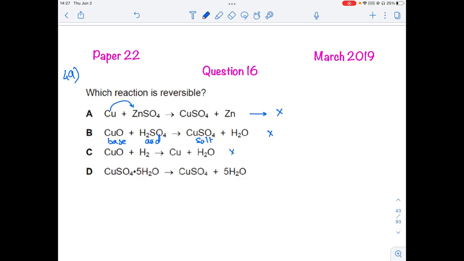Finally, only copper sulfate with 5H2O, which is hydrated copper sulfate, when you heat it, the water molecules get evaporated or separated. When you add the water molecules again, they can get attached to the copper sulfate again. Therefore option D is the reversible reaction among A, B, C, D.